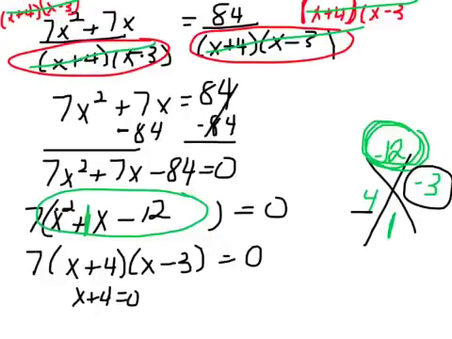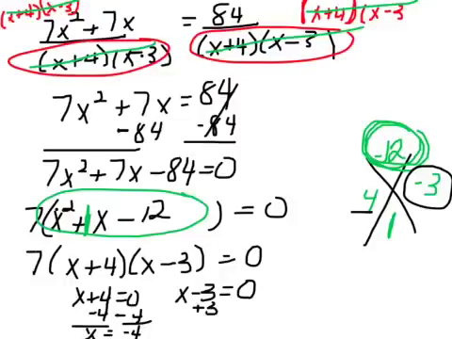7 equal to 0 doesn't make sense, so we're not going to do that, but we can say x plus 4 is equal to 0, and x minus 3 is equal to 0. We subtract 4 from each side, and we get x equals negative 4 as one answer. And another answer: add 3 to both sides, we get x equals 3. But we're not done yet.